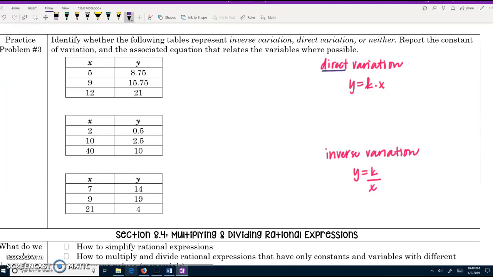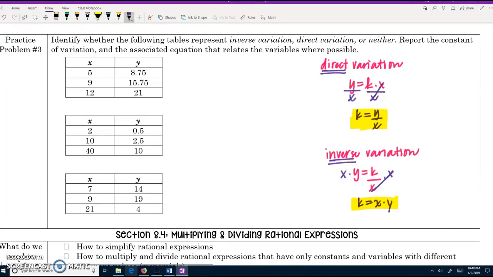So if you think that you have direct variation, to calculate k, you're going to divide both sides by x, and you'll have k equals y over x. If you think you have inverse relationships, you're going to multiply both sides by x. So in order to solve for k, you'll have y times x, or x times y. So you want to check your trends, and then you want to use these methods to solve for your k value.